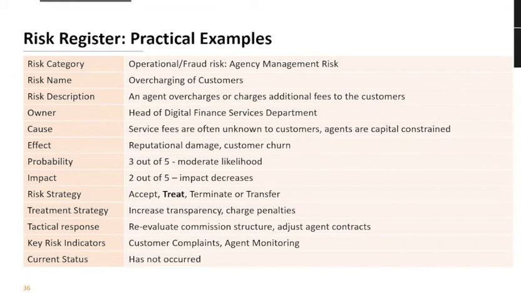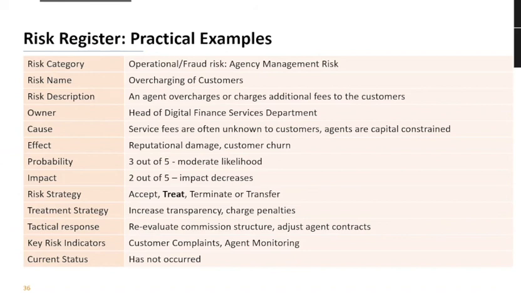Who is the owner of this risk? Head of Digital Finance Service Department is the owner. What is the cause of this risk? Service fees are often unknown to customers, and agents are capital constrained. So agents maybe are earning less, and there is no education between the bank and the customers. The customers do not know the fee rates, and the agents are taking advantage.